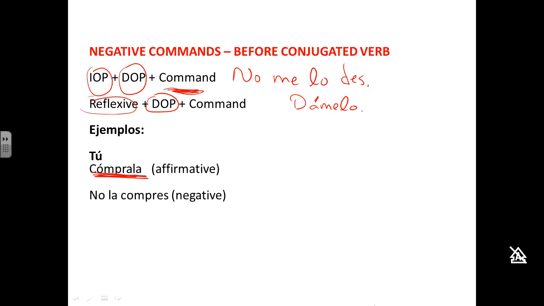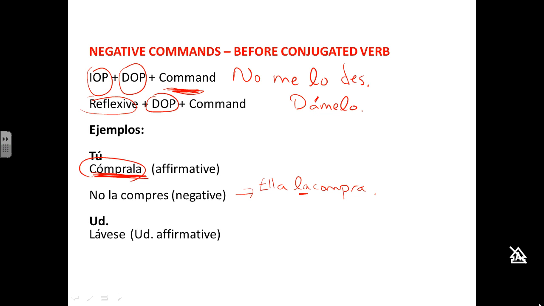If you had like a regular sentence, and it's not a command, ella la compra. Right? That's what you're used to. She buys it. You always have it before. It's just with the positives, you attach it. And in many cases, you had an accent mark, which we're going to talk about in a second.